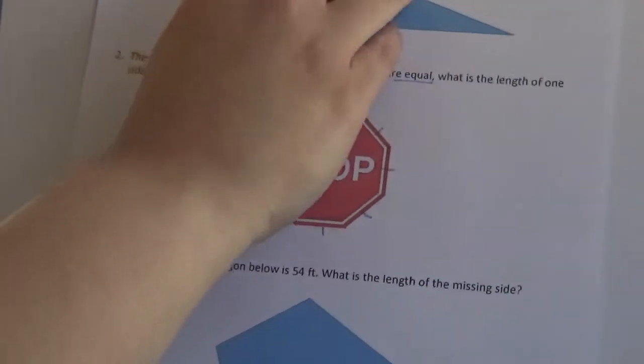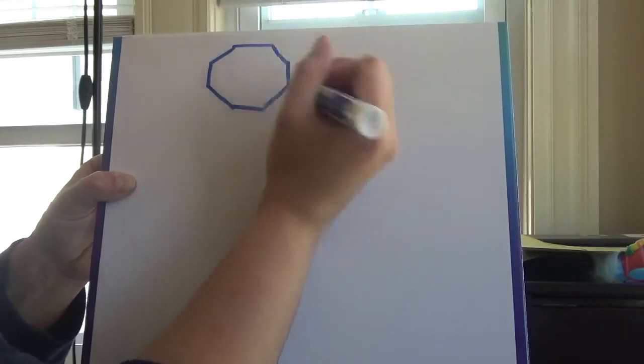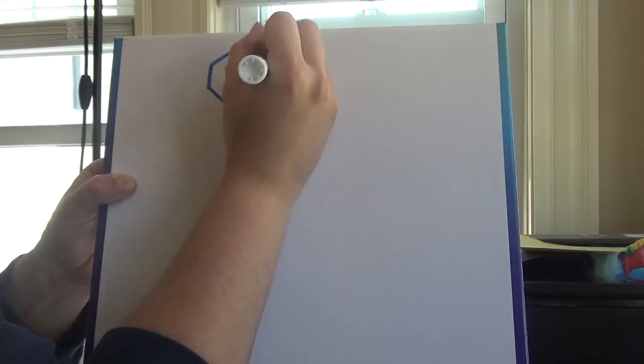Now this problem solving task is reminding me a lot of what we did in the beginning. So here we have an octagon, that stop sign. We know the perimeter equals 48 inches, and we have to figure out the value of each side.